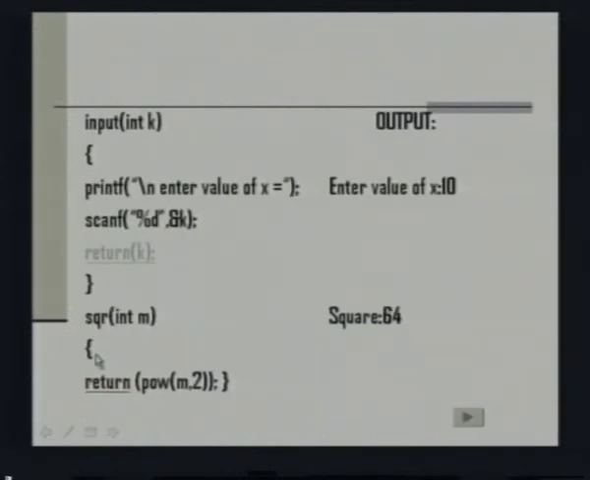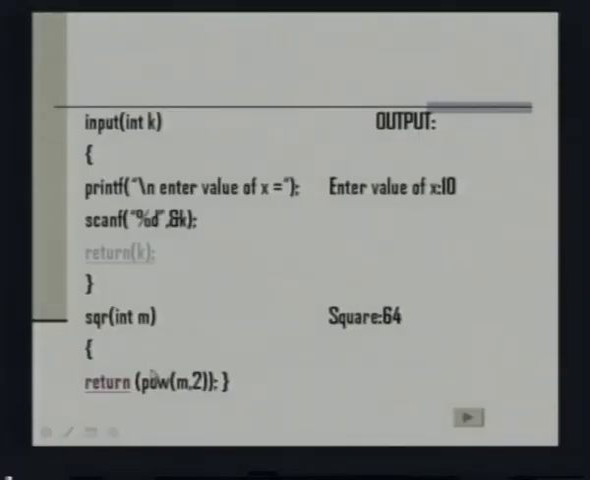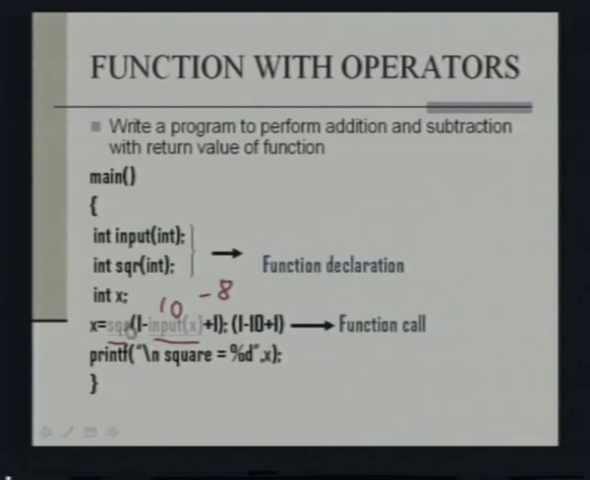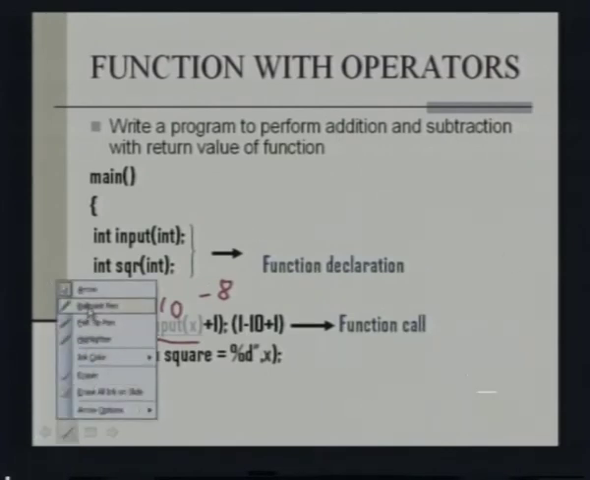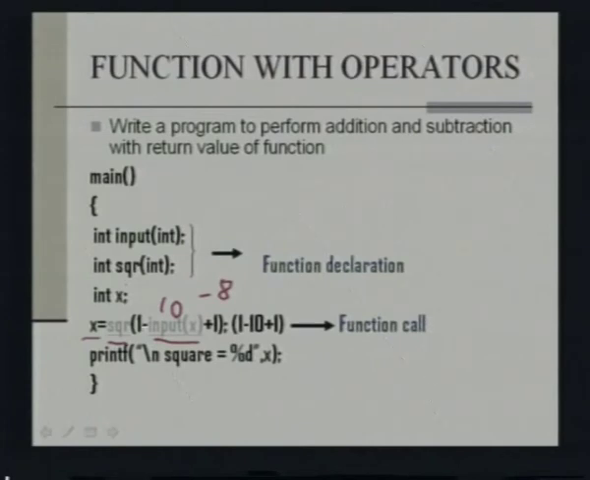Immediately the control will move to this square function, m will be minus 8, and what am I doing over here? I am returning pow of m, 2, that means minus 8 to the power 2. So minus 8 the whole square is equal to 64. This pow is a predefined function which is there in the math.h file. So it will return 64. As soon as the return statement is seen, the compiler will return control over here. Now here x is the collecting variable, so that 64 will be assigned to x, and I am printing the square is 64. That is the final result that will be obtained.